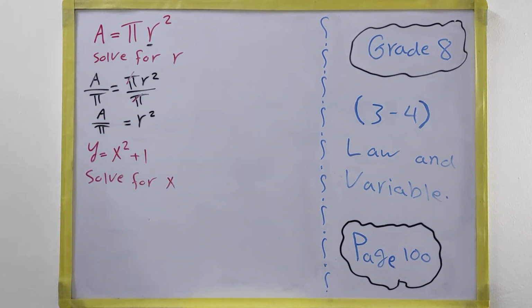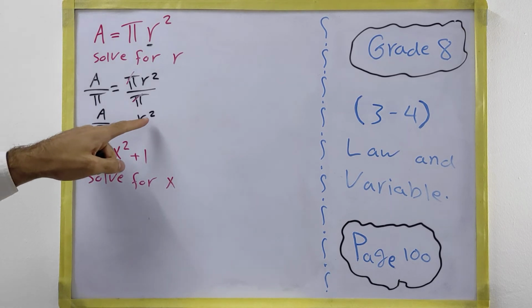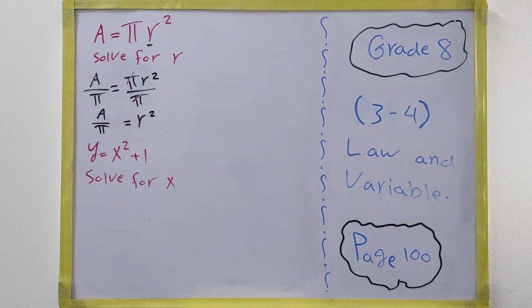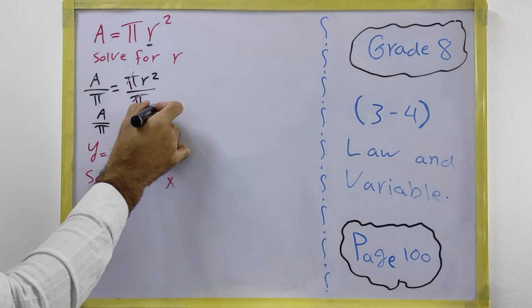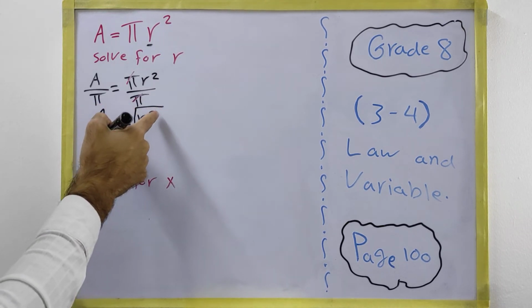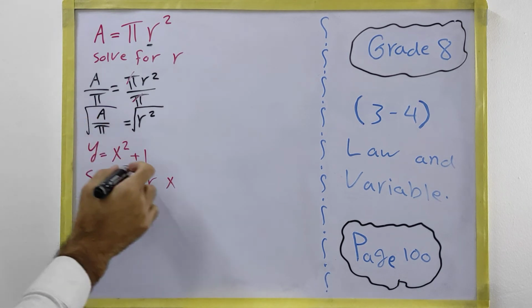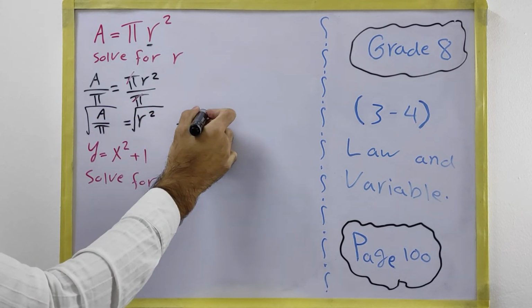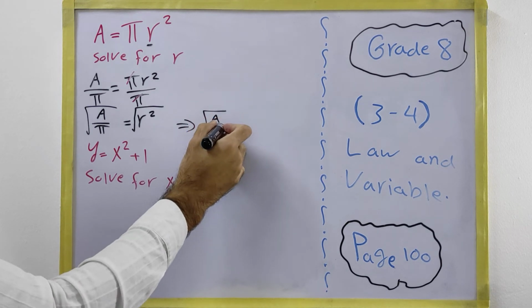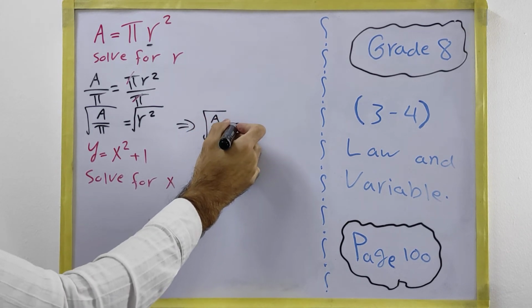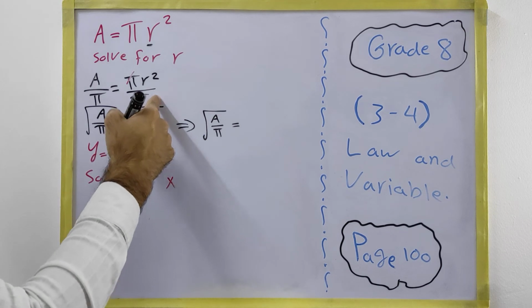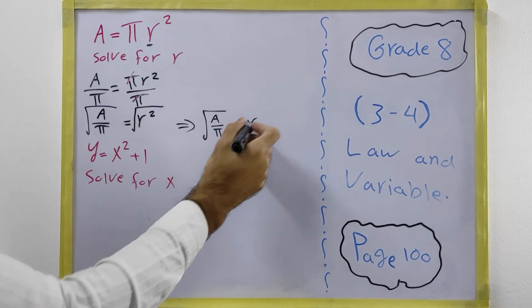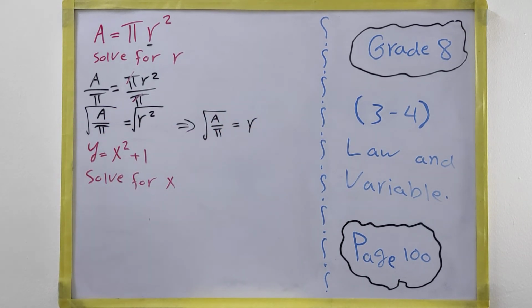And in the last lesson we studied whenever we have power 2, we can take the square root of both of them, because square root and power 2 will be cancelled together. Then square root of a over pi equals r, because the square root and power 2 are cancelled together. That's how we solve.